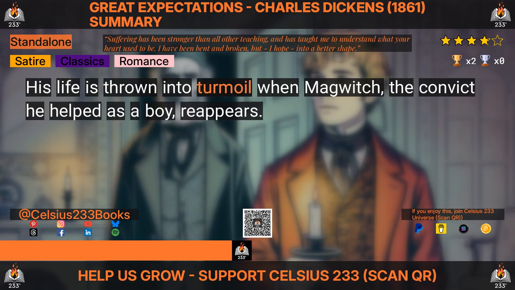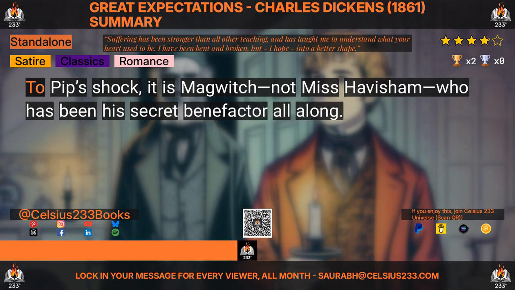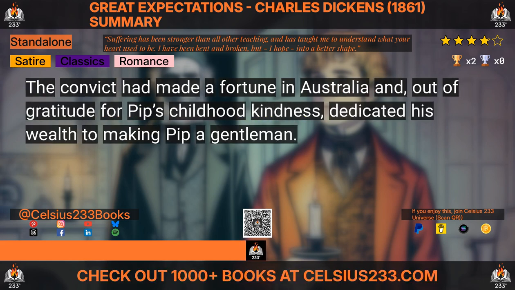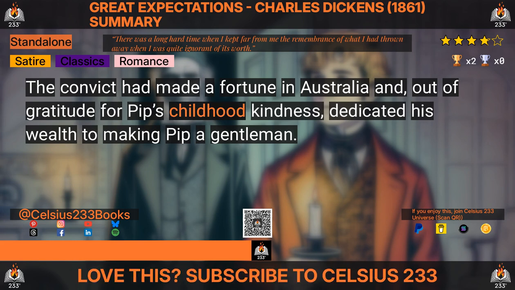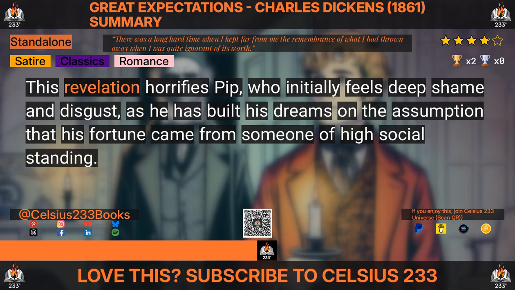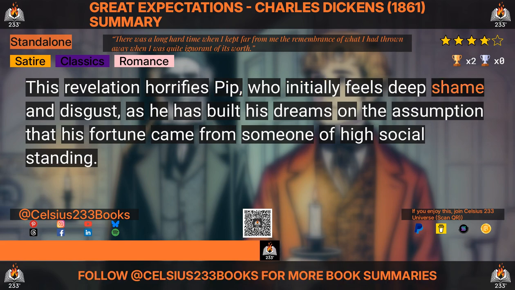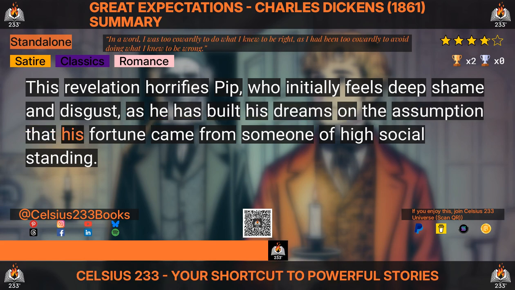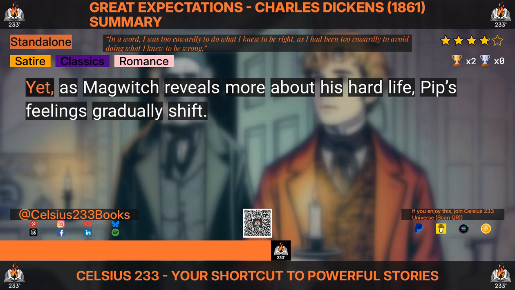His life is thrown into turmoil when Magwitch, the convict he helped as a boy, reappears. To Pip's shock, it is Magwitch, not Miss Havisham, who has been his secret benefactor all along. The convict had made a fortune in Australia, and out of gratitude for Pip's childhood kindness, dedicated his wealth to making Pip a gentleman. This revelation horrifies Pip, who initially feels deep shame and disgust, as he has built his dreams on the assumption that his fortune came from someone of high social standing.